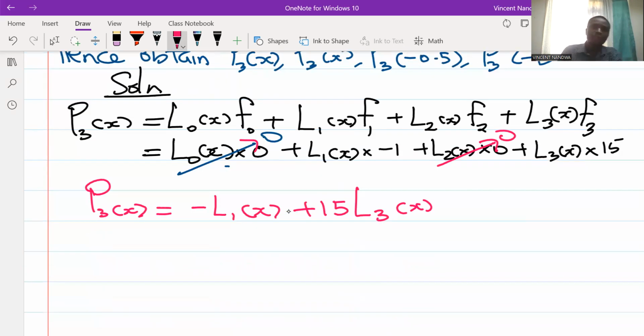So the key thing will now be to define L1 of x. And once you have defined L1 of x, define L3 of x.